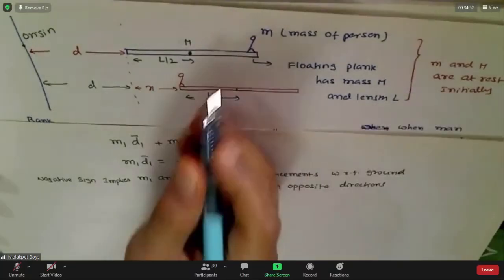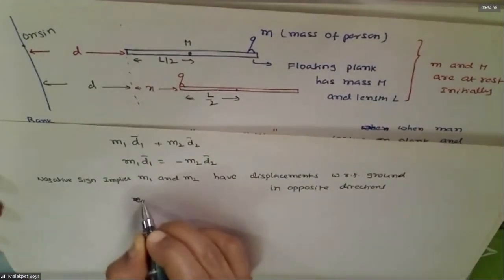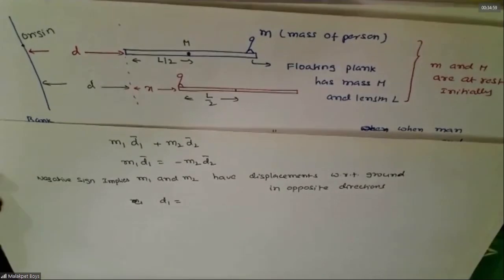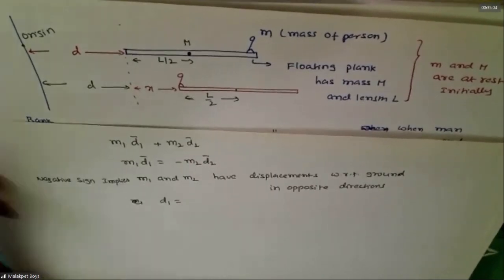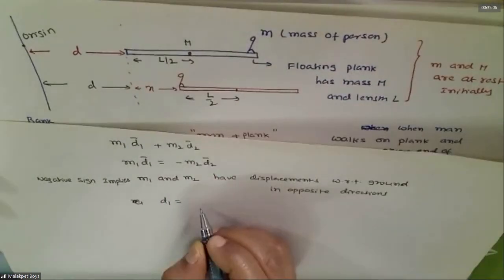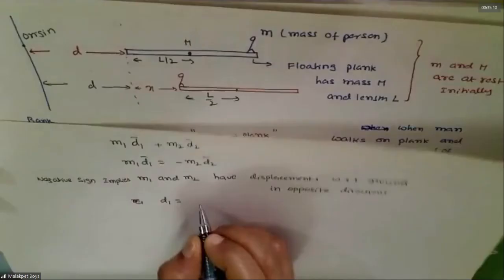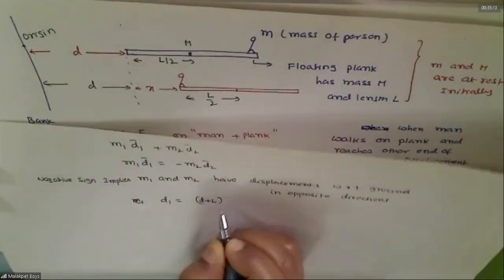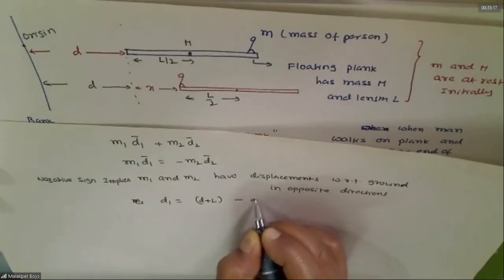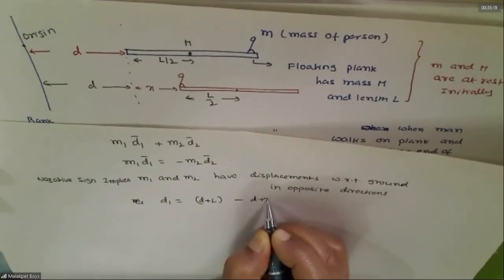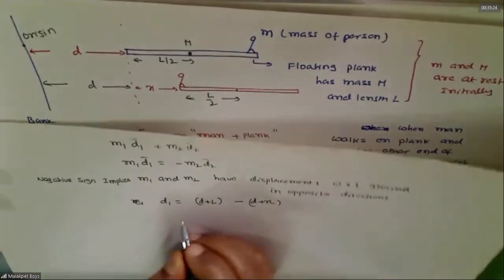So what is the displacement of the man? Minus mL by M plus m. D1 I can take. Man has displaced by... From here, initially he is where? D plus L, no? Now, d plus x plus L. D plus x.